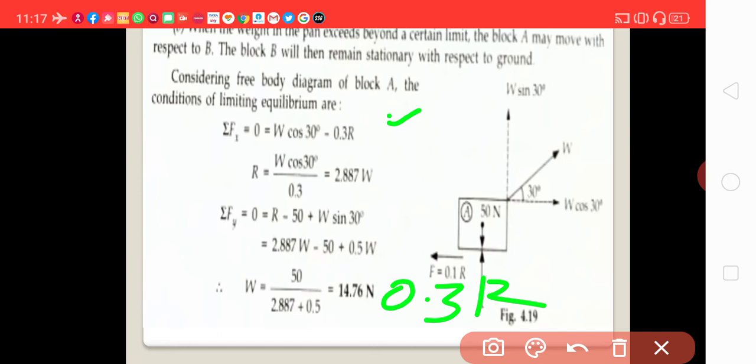Hence, you require a force of 14.76 Newton weight, or you can say around 1.5 kg weight is required, so that this upper block starts moving towards right.